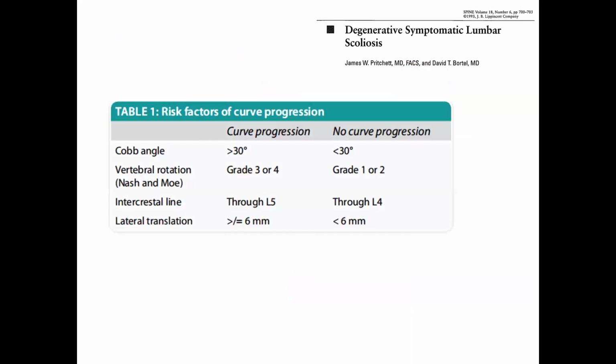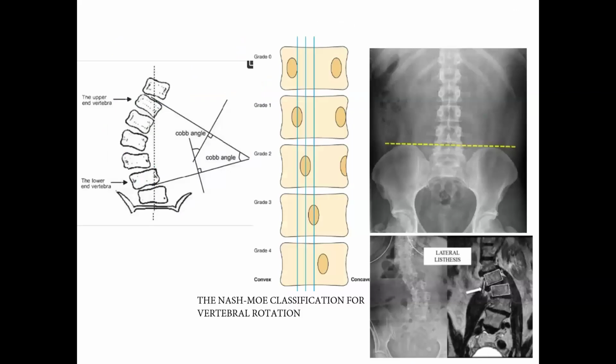In a study by James Pritchard and David Bottle, it is stated that the risk factor for curve progression depends upon parameters like Cobb's angle, vertebral rotation, intercostal line, and lateral translation. As we know, Cobb's angle is the line drawn along the end plates of the end vertebrae, that is, the superior end plate of the upper vertebra and the inferior end plate of the lower vertebra, and the angle formed at the intersection is known as Cobb's angle. When it is more than 30 degrees, it is considered a risk factor for progression.